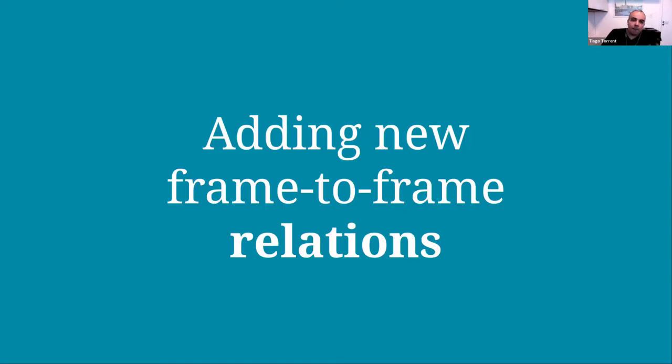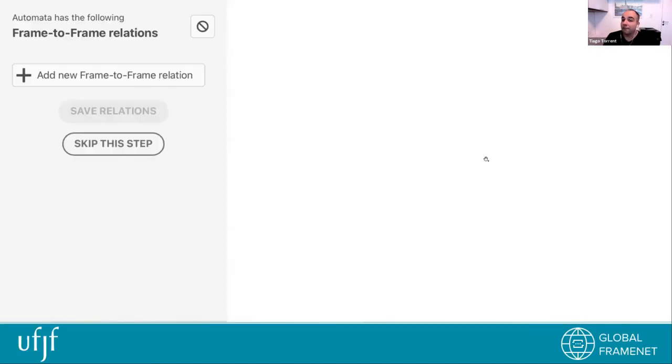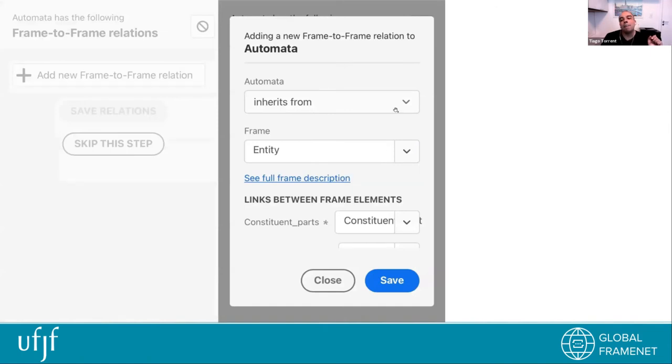And then in the next step, because we want the results of this process to be as similar to a FrameNet frame as possible, we suggest the user the possibility to add a frame relation, right? And why do we do it? Basically, because when people add frame-to-frame relations, they can copy frame elements in the mother frame into the daughter frame, right? So by clicking in the add new frame-to-frame relations, here in this box, people can choose all the possible relations in FrameNet. Here I'm choosing inheritance and saying that automata inherits entity.